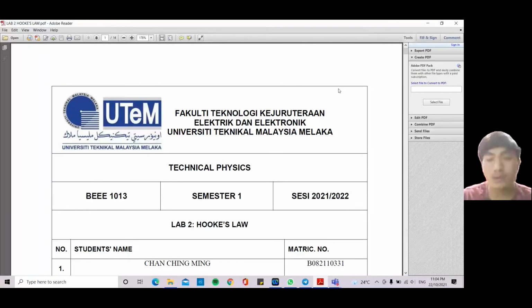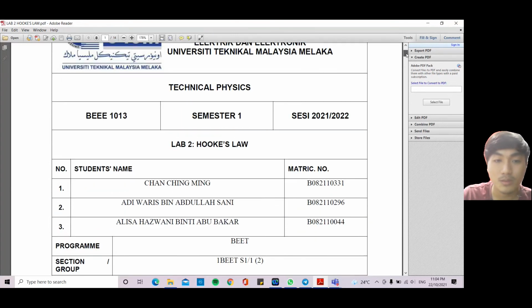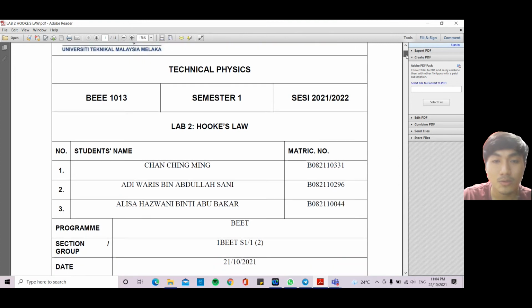Hello everyone. First of all, my name is Adi Waris bin Abdullah Sani from BEET, Section 1, Group 1, Lab number 2. Our members are Chan Chin Min and Alisa Azwani. The topic for Lab 2 is about Hooke's Law.